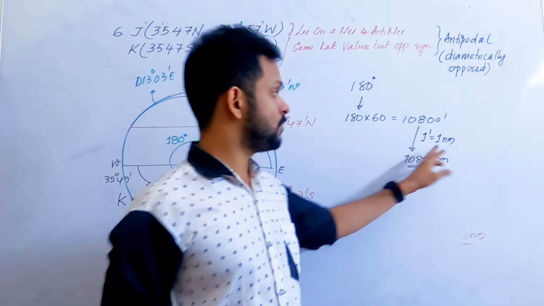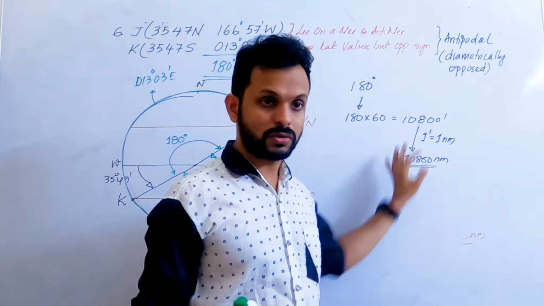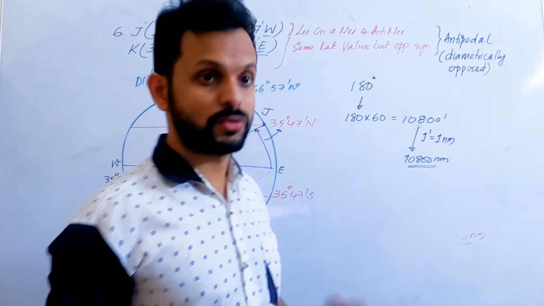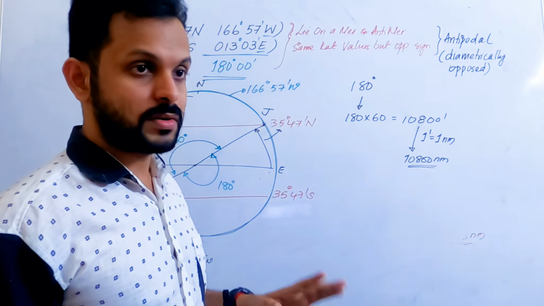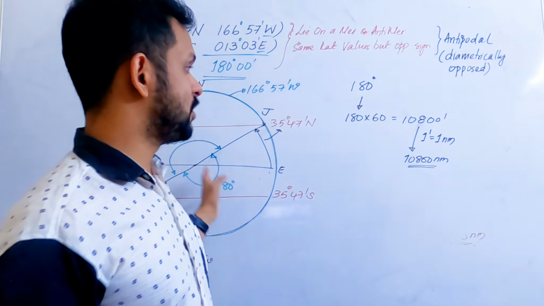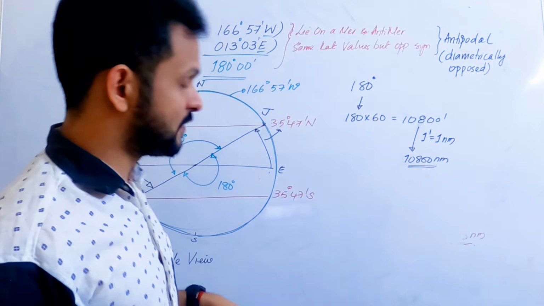Remember, this idea of 1 nautical mile is itself an average value. So whatever you find out is not the accurate value. It's going to change because the earth is not a perfect sphere. We take all this 360 degrees, all those things, assuming it's a perfect sphere, so it's an average value.